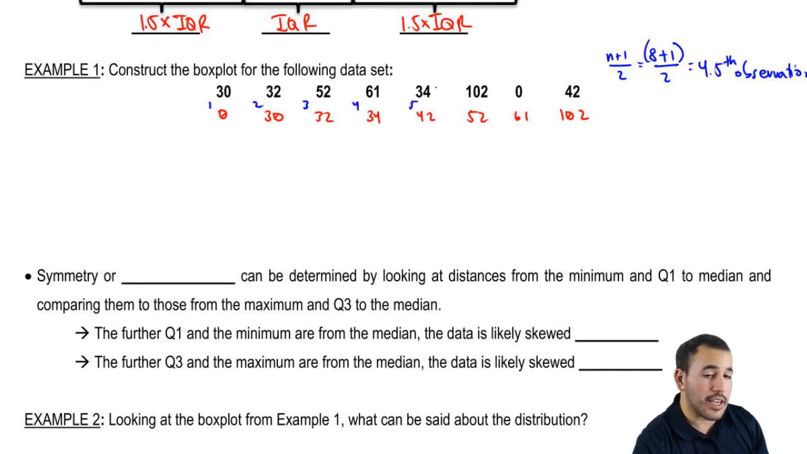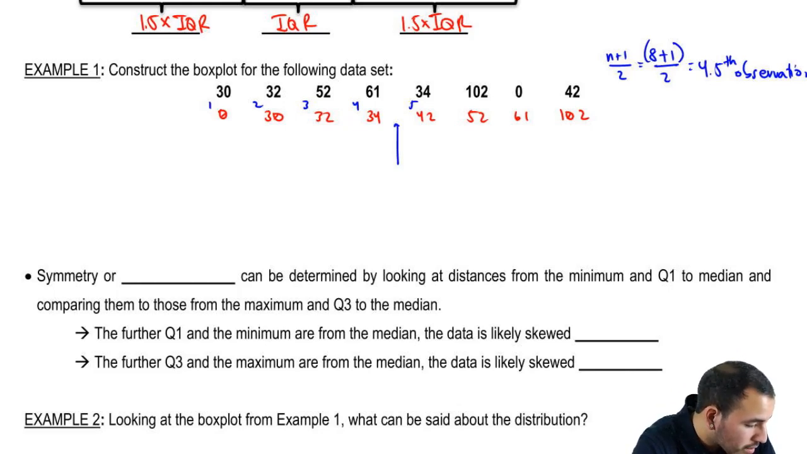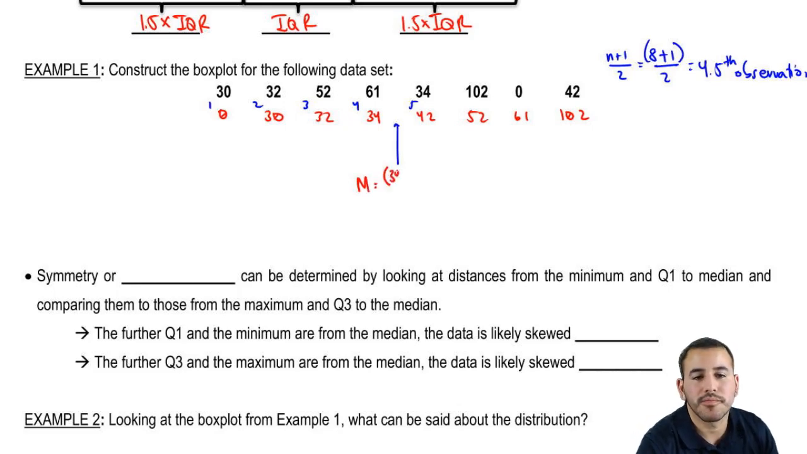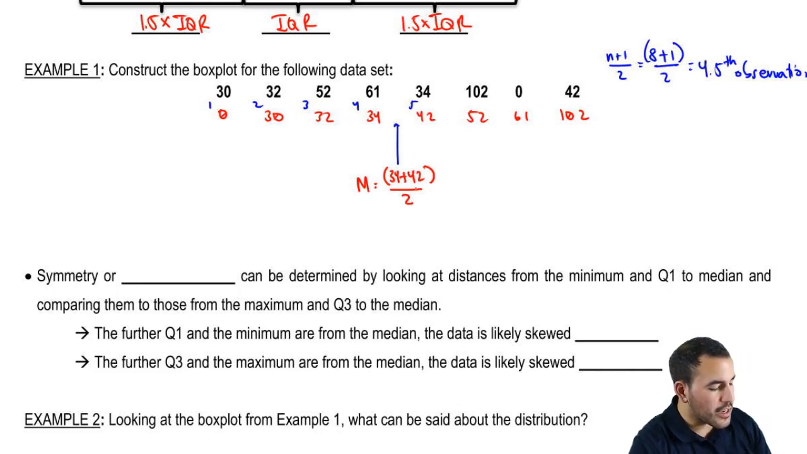What did we do in order to get the median if it fell in between two numbers? We got the average, right? So the median is (34 plus 42) over 2, which gives us 38. So our median is 38. Awesome job. So that's step 1. We got 1 out of our 5-number summary, because our first step is to get the 5-number summary.